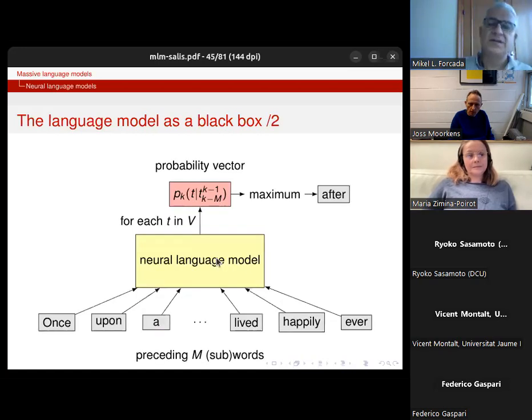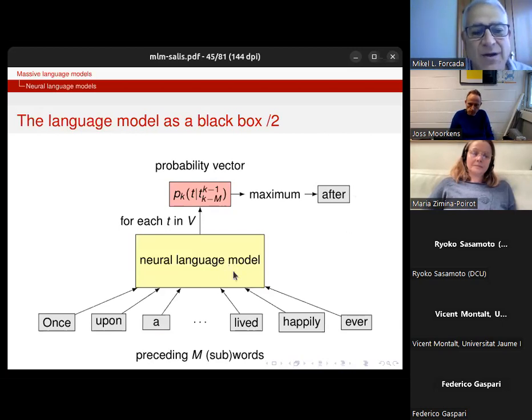For example, this is an easy one. Imagine that you train a language model on bedtime stories, and the context is "once upon a time, blah blah blah blah", and it ends in "lived happily ever". What's the word that comes after that? That would be an easy one. It's just an example. It would be "after". Lived happily ever after. That would be the end of the tale, or at least almost the end of the tale.